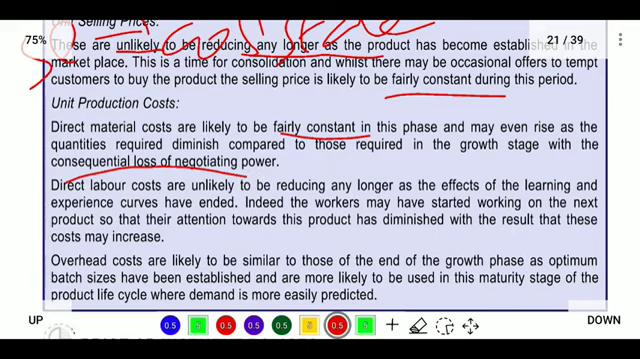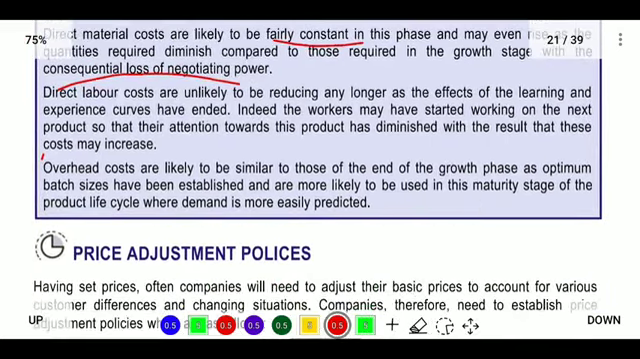Continuously losing negotiating power. Next, direct labor costs are unlikely to reduce any longer, as the effect of the learning and experience curve has ended. Even though the experience curve works only up to a certain level, after that level they will still take some time.